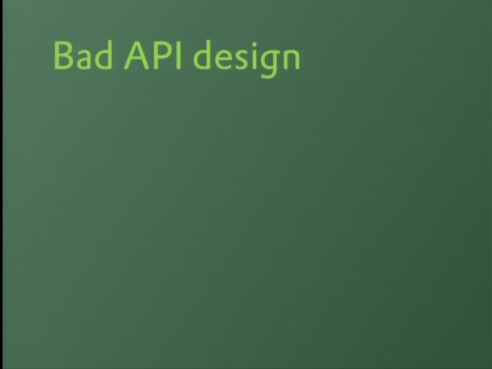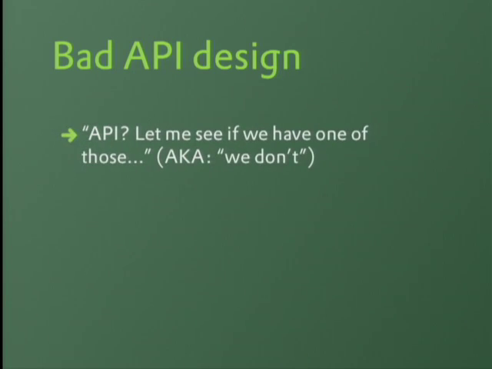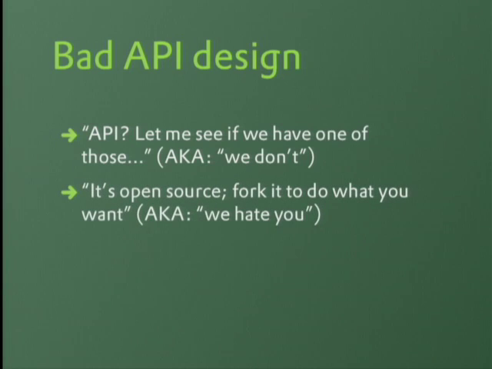And unfortunately, I've also seen some examples of really bad API design, some of the worst offenders I've ever seen. And this one is actually from an email with someone I was communicating with less than a week ago. API, let me see if we have one of those. If you have this, you don't have a flexible, reusable application. You don't have an API. You really don't have much of anything. Another response I've gotten is, it's open source. Fork it. Do whatever you want. That's really saying, you know, screw you. Go away. We don't want to deal with you.